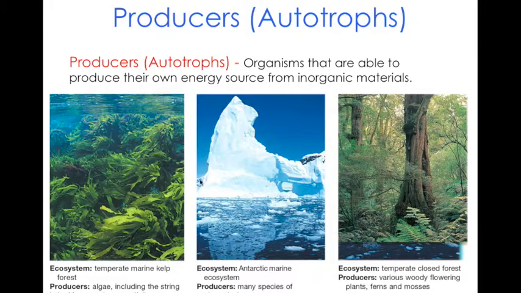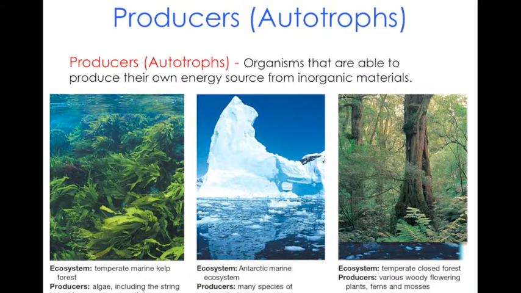The second one is Antarctica. A marine ecosystem in Antarctica doesn't have any plants, but it still has producers. The producers here are species of what we call phytoplankton. That is plankton, small microscopic organisms that are able to photosynthesize in the water. Those phytoplankton are really important in this environment because other organisms consume them in order to get their energy, and that powers the ecosystem.